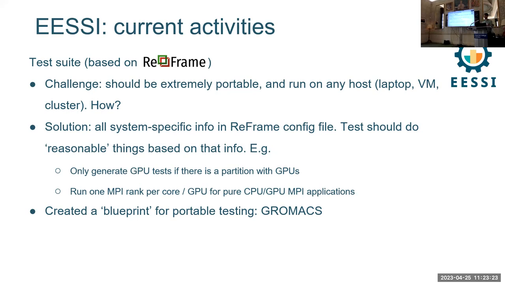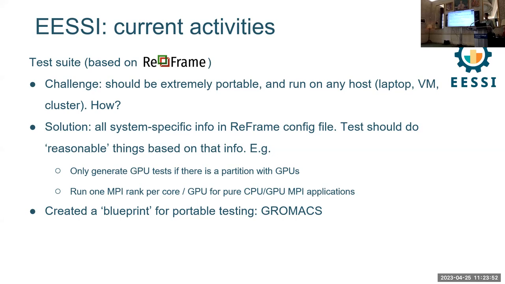And the tests should be completely, they should know nothing about the system, right? Because we, the test developers, know nothing about the host system that this is going to run on. So they should look at the configuration file and make some decisions and do something reasonable based on that configuration file. So very simply put, if in the configuration file it says this is a partition that only has CPUs, right? It doesn't have GPUs, you should not generate the ReFrame GPU test.